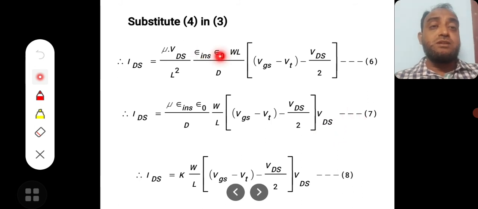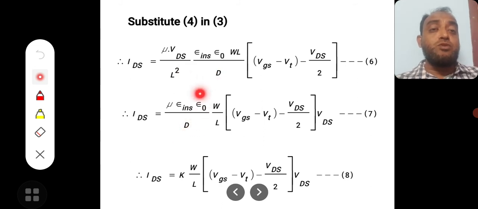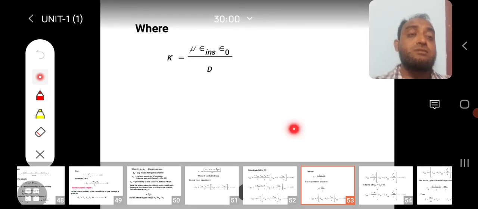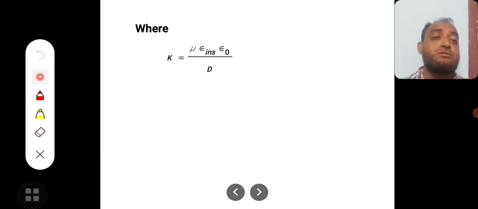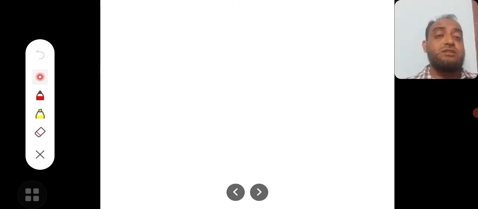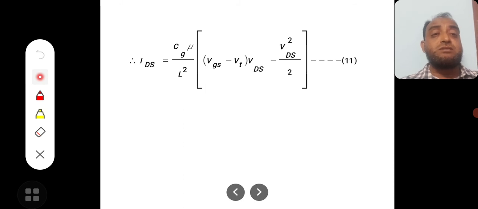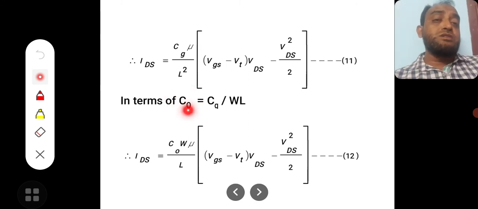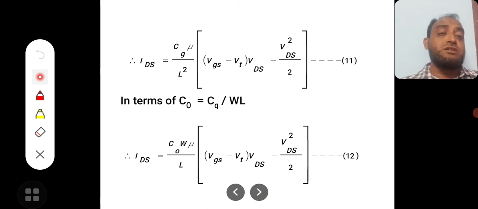Now the constants epsilon naught epsilon INS mu by D can be grouped and represented with K. K into W by L, width of the device and length of the device, where this is K, and beta is KW by L. Now the relationship IDS has become beta into VGS minus VT minus VDS by 2 into VDS. That is the final IDS equation. That IDS equation can further be written in the form of gate capacitance or unit capacitance, capacitance per unit gate area, that is C0. In terms of C0 also we can write like this.